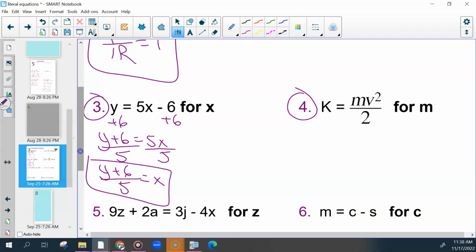Do you have any questions on that one? So does it matter if the 6 and y are switched? No, it doesn't matter. If it was subtracting or dividing, yes, the order would matter, but adding, no, it doesn't.